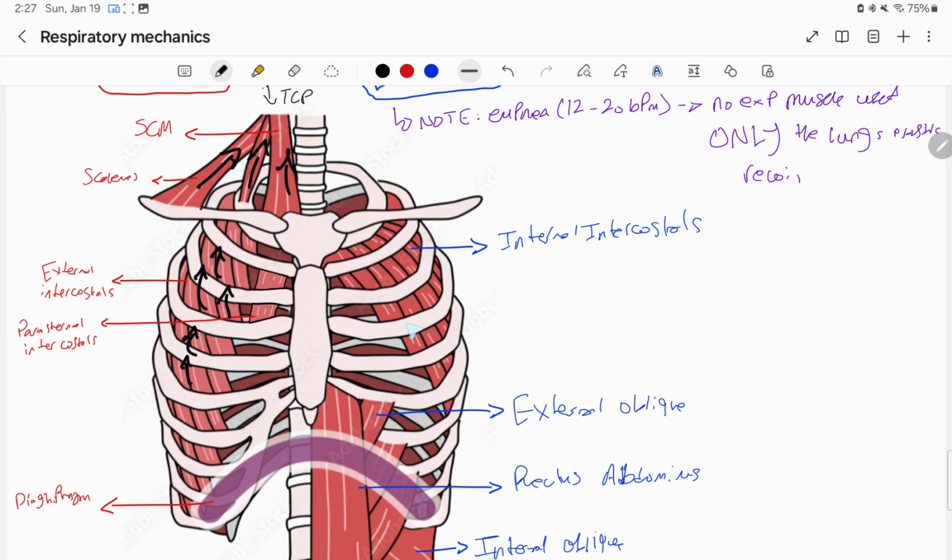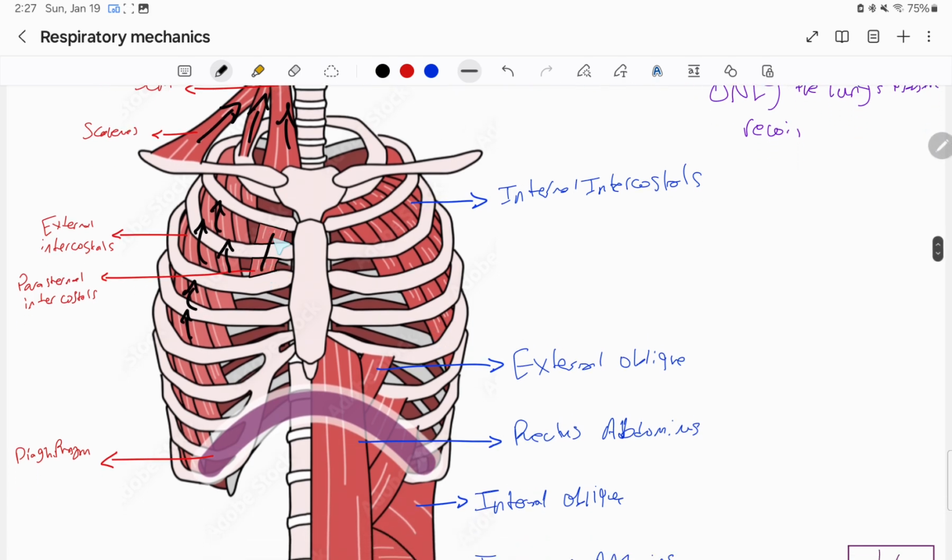You can imagine all of this is happening on both sides, and they're going to open up the rib cage. The parasternal intercostals will also pull the ribs up and out. So far, we've pulled the sternum up and out, we've pulled the clavicle up, and we've also pulled the rib cage up and out.